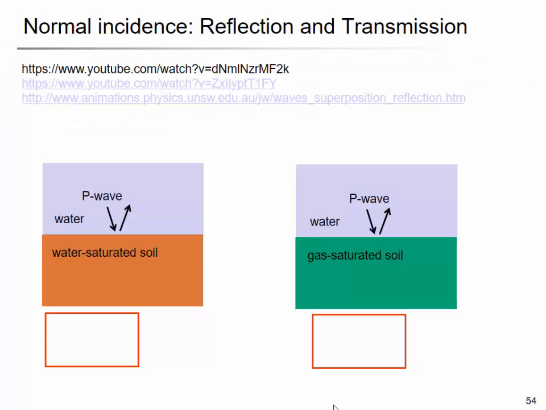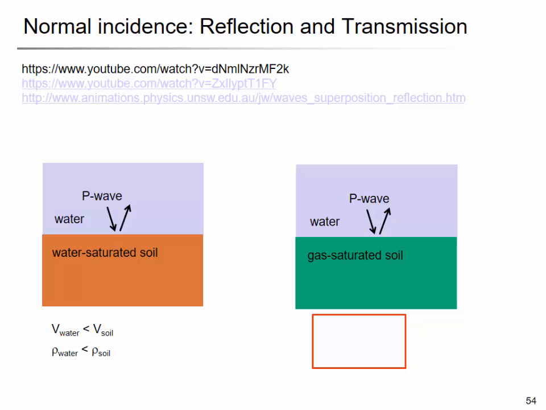So reflection and transmission. We'll talk a little bit about the reflection and transmission. Okay, first, you have the water and the water saturated soil. And P wave in water is about, how much is it? 1500 meters per second, right?